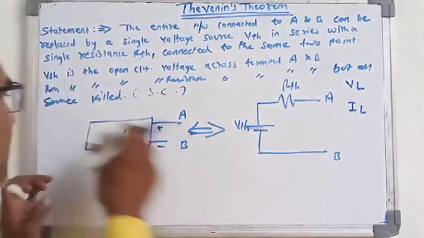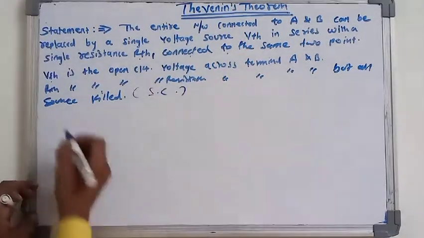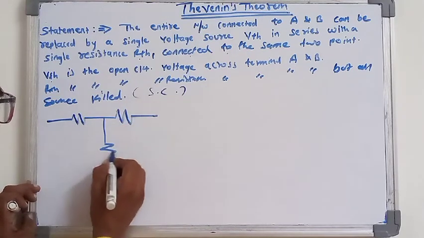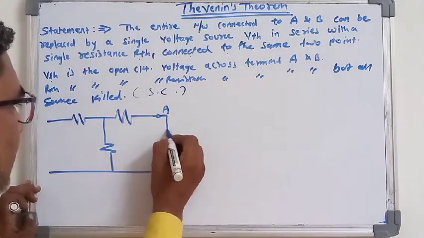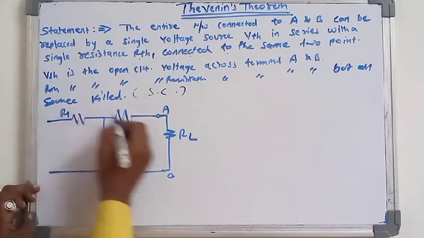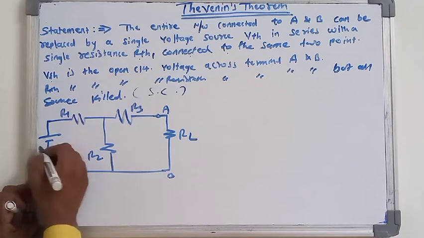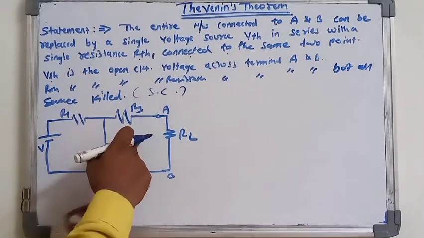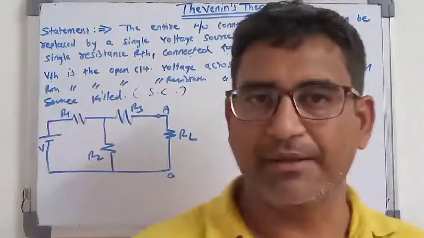So consider the circuit. Consider this circuit like this: one resistance, second resistance, third resistance, the terminal A, the terminal B. To these terminals, the load resistance RL is going to be connected. R1, R2, R3 and the voltage source named V. Now from this particular circuit you will be able to find the values for VTH and RTH.